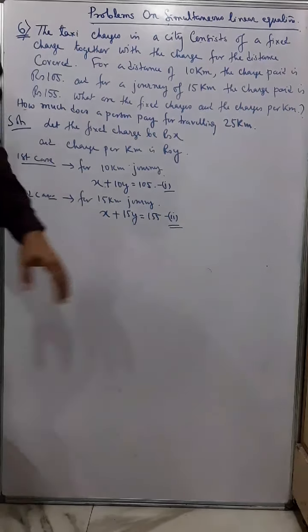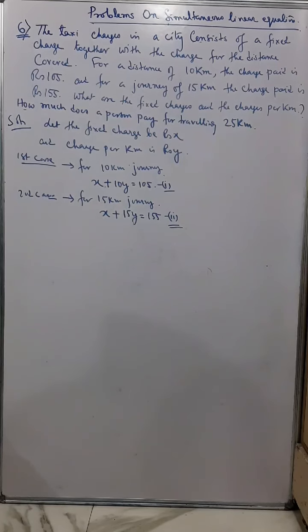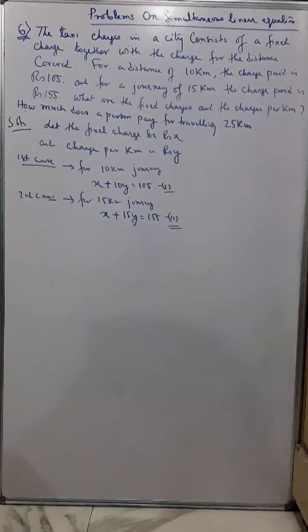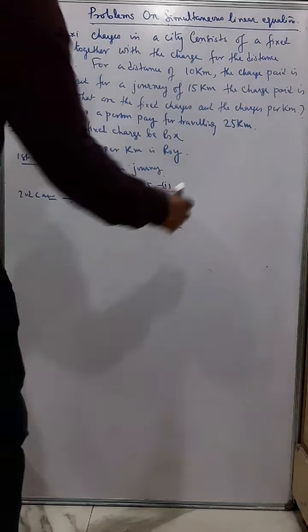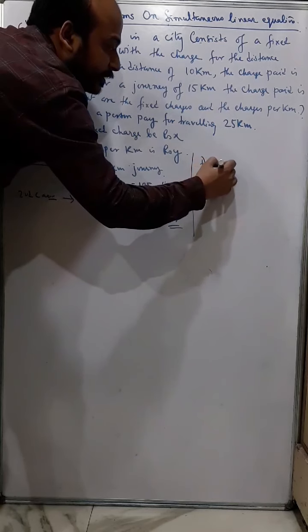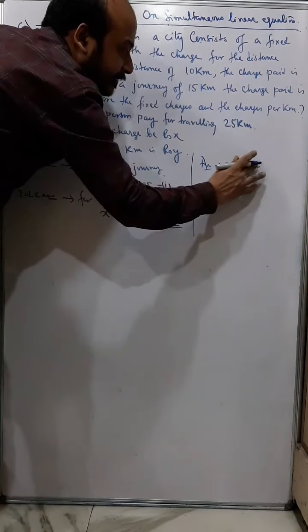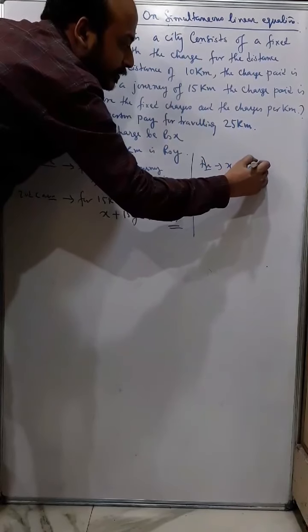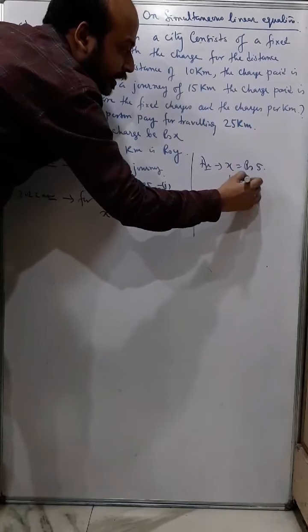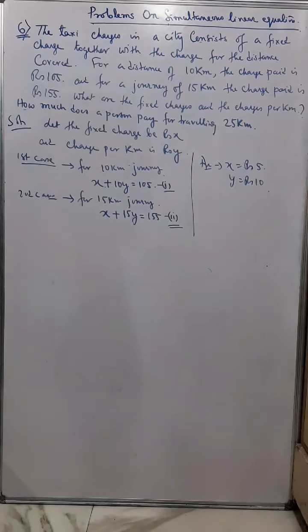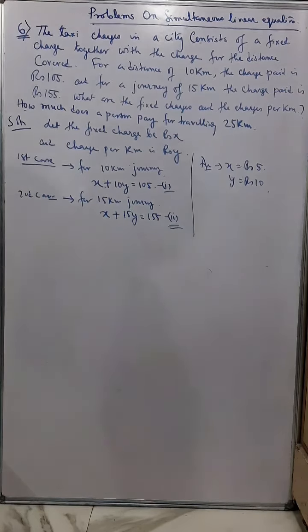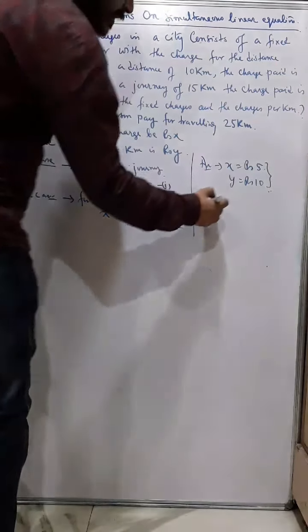Okay, now after solving you will get x as 5 and y as 10. So your answer will be x is equal to 5 rupees, and y is equal to 10 rupees. Okay, 5 rupees and 10 rupees. So this is the first part, and then the second part.